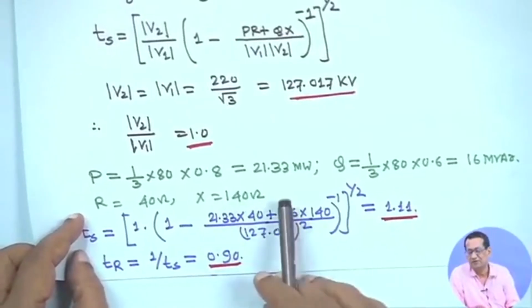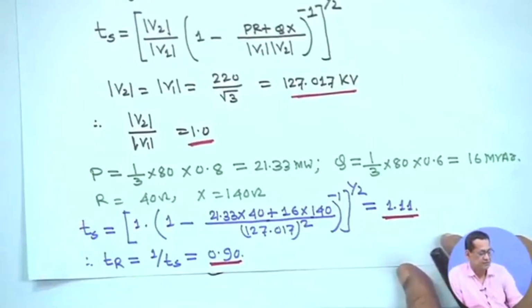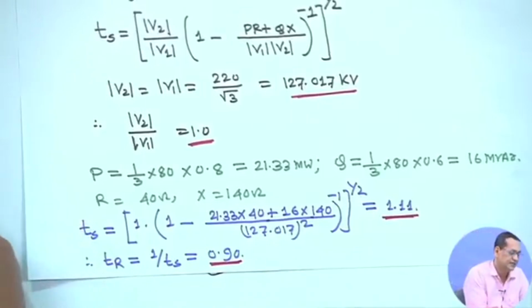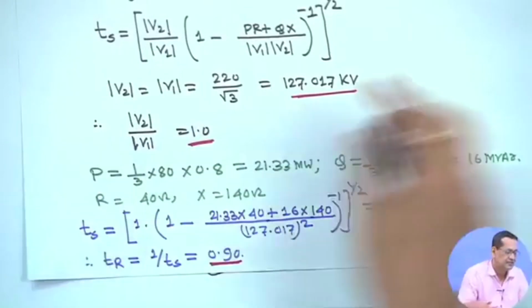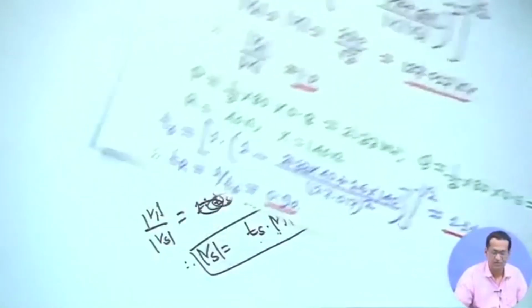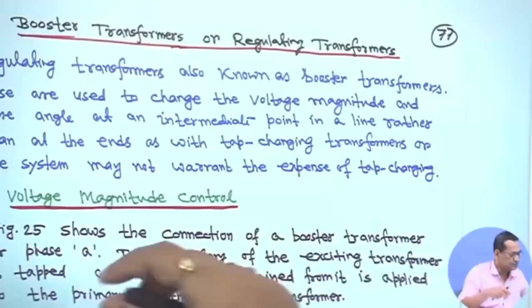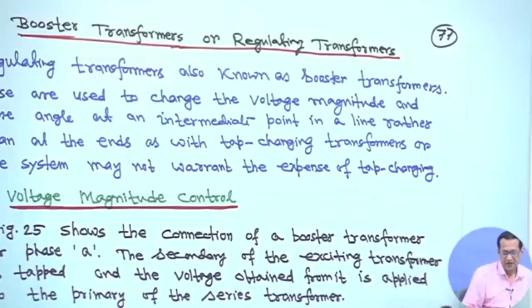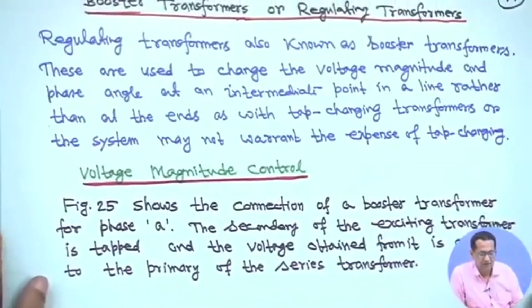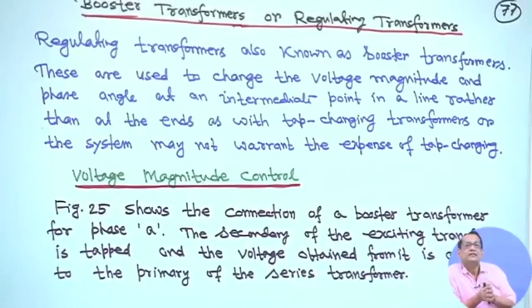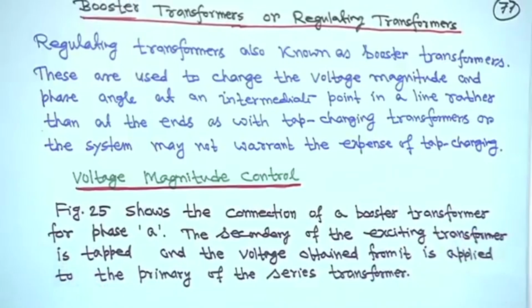These two simple examples we have taken, right. So, this is for the tap changing transformer, right. Now, next is the booster transformer or regulating transformer. In this case, the booster transformer and the regulating transformer are the same thing; sometimes we call it a regulating transformer, sometimes a booster transformer. These are actually used to change the voltage magnitude and phase angle, right, at an intermediate point in a line rather than at the ends, right.